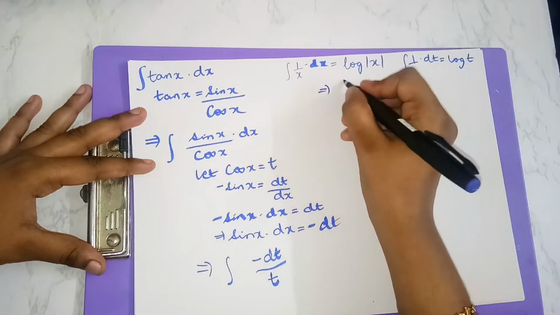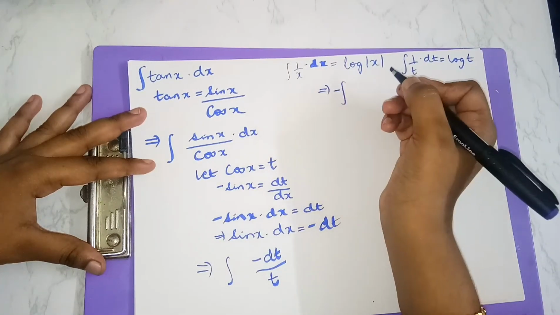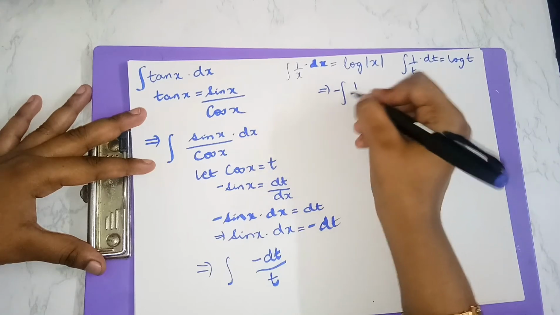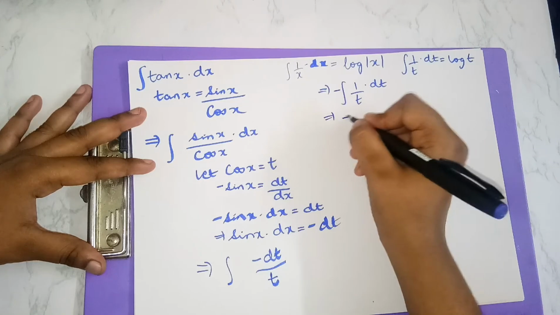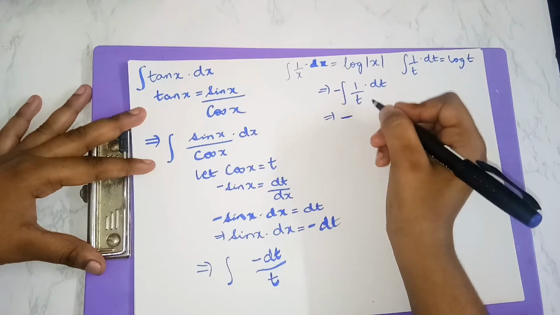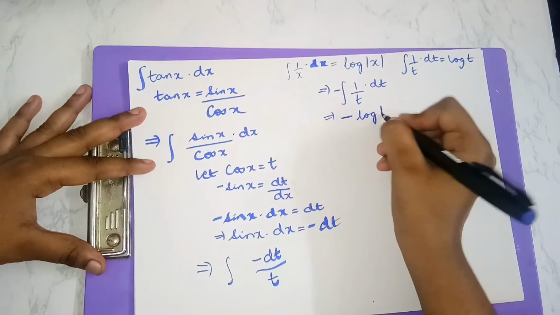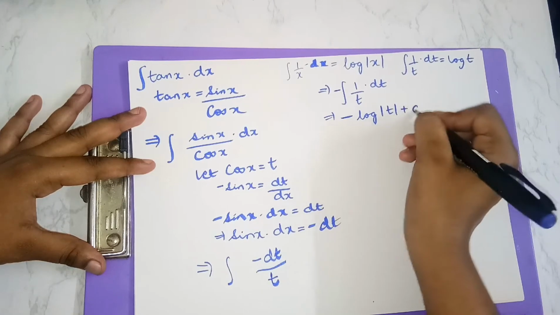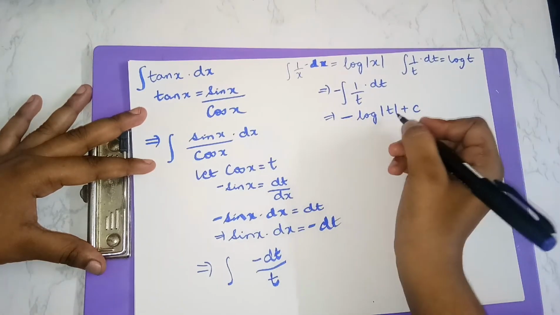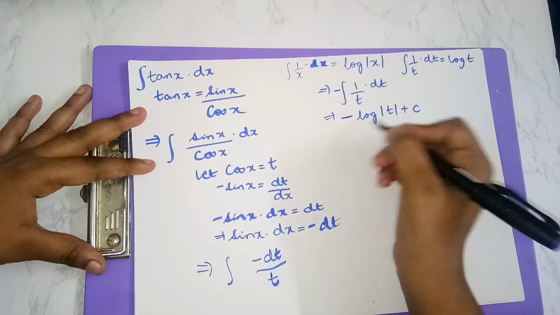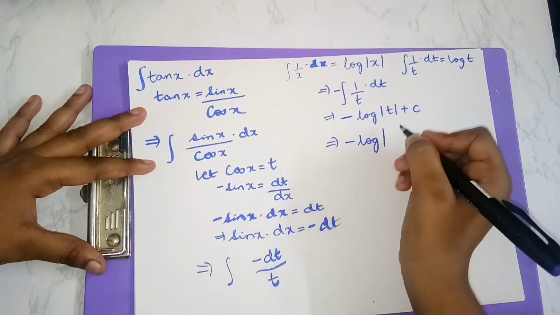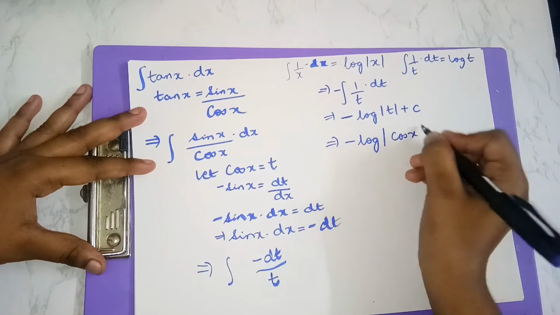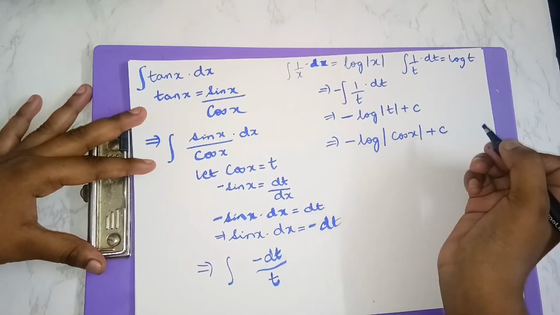So that implies integral minus sign towards out, so that will be left with this form. That implies minus integral 1 by t with respect to t becomes log t plus c. Let us substitute the value of t again. Minus log of cos x plus c.